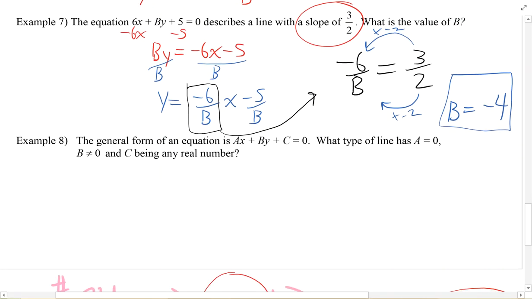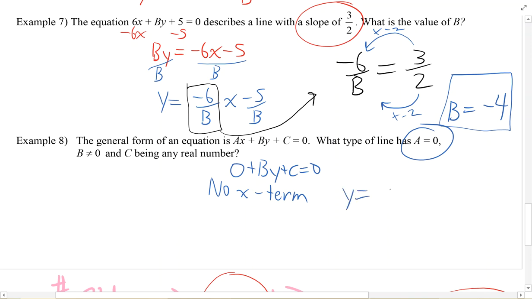So what type of line has a equals 0? So what you would get if a was 0 is you get by plus c equals 0. So there would be no x term. So you would get a line that's something like y equals some kind of number. You don't know what the number is. Let's pick a number. Who wants to pick the number? Eeny, meeny, miny, mo, I pick Courtney.